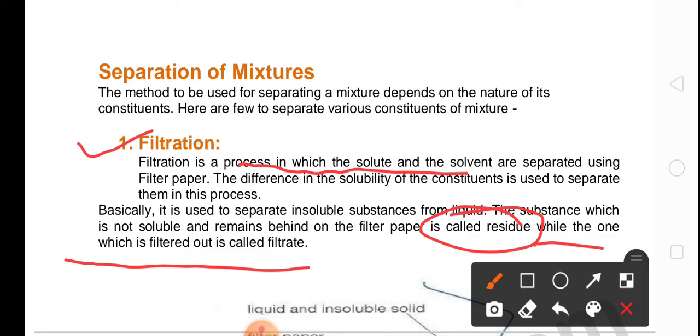After some time we filter it with the help of a filter. We keep one filter paper in the funnel, and then start pouring the solution into the funnel. Then after some time we see the residue, the substance which is not soluble and remains behind on the filter paper. Sand is not soluble in water, so it is called residue, and it remains behind on the filter paper, because water is the filtrate, the one which is filtered out. Understood?